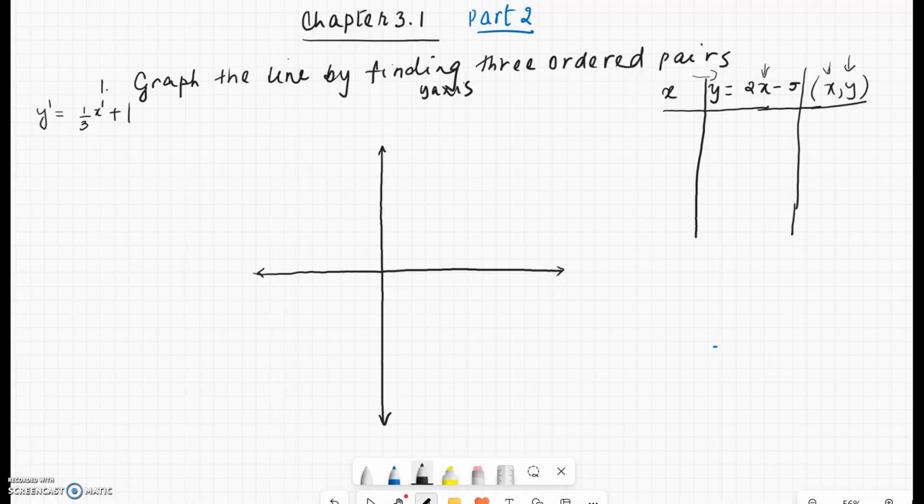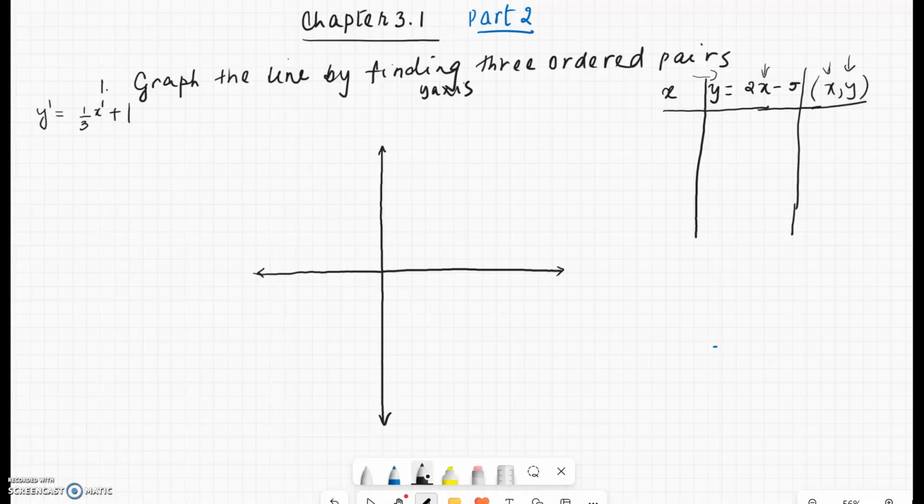And remember, we talked about this. We need a minimum of 2 points to graph a straight line. All we need is 2 points. We just find the third one just to make sure that they all line up, so that way there are no errors in calculations.